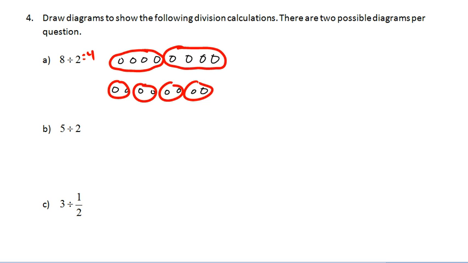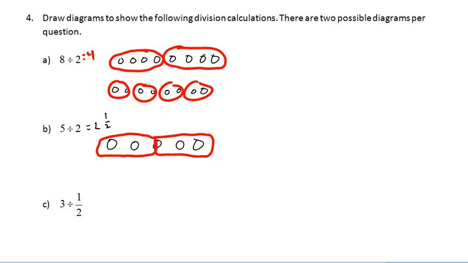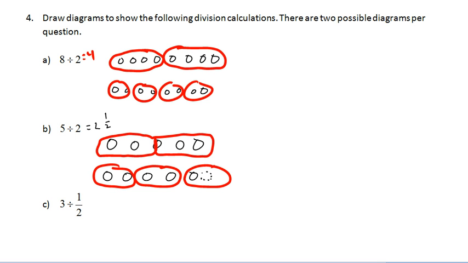Okay, let's have a look at 5 divided by 2. Well, if I'm going to divide this into 2 groups, I end up with 2.5 in each group. The other thing I can do is break it up into groups of 2. And notice I've only got half a group of 2 there at the end. So that also gives us 2.5.